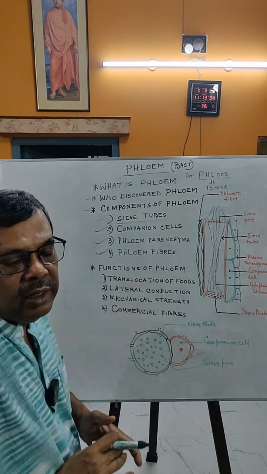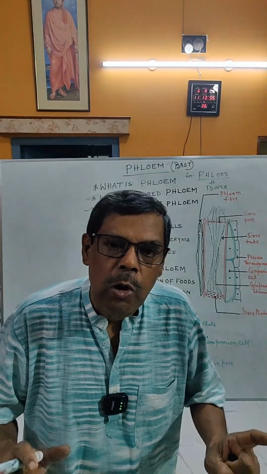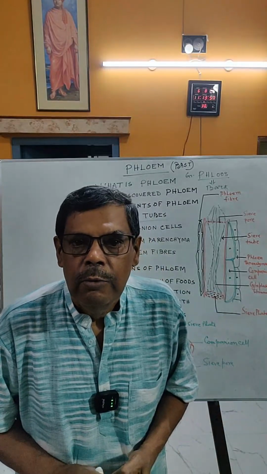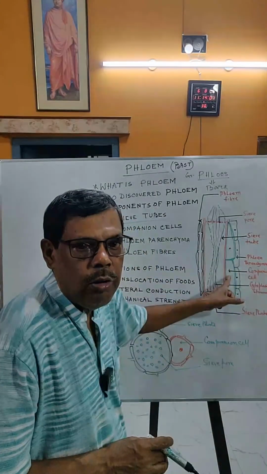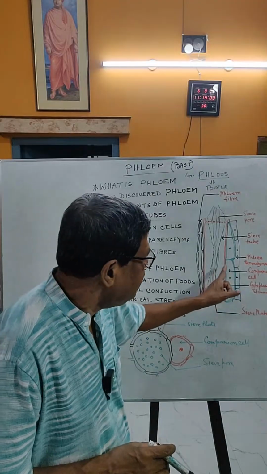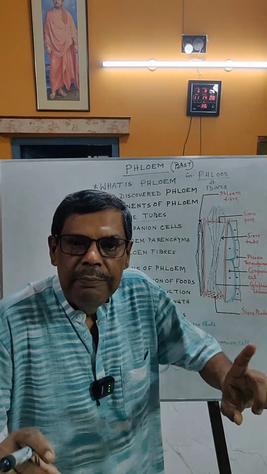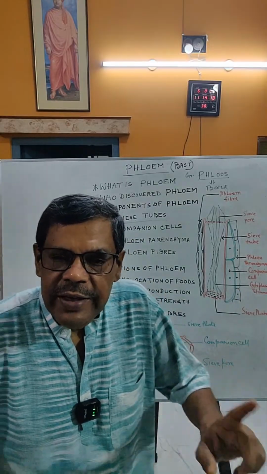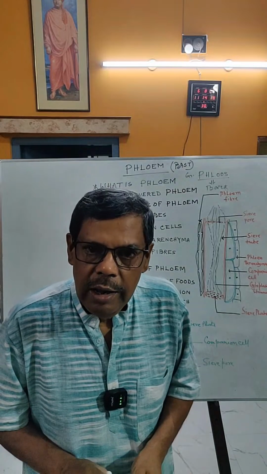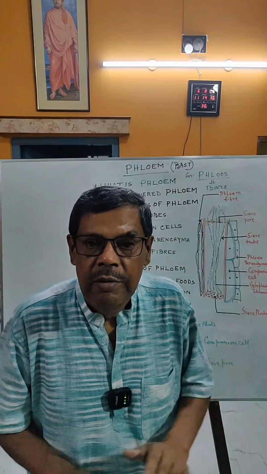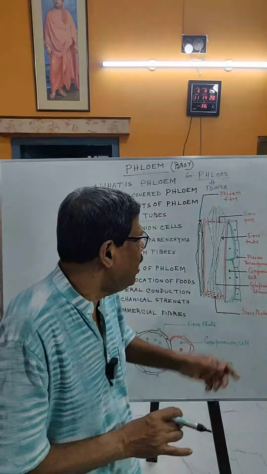Next, companion cells. By the name, companion cells may be called the cells attached to the sieve tube, adjacent to the sieve tube, attached to it by plasmodesmata. This cell is a parenchymatous cell, thin walled, with dense cytoplasm and a prominent nucleus.